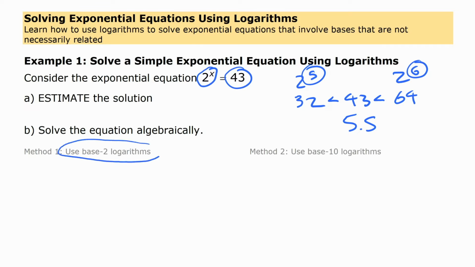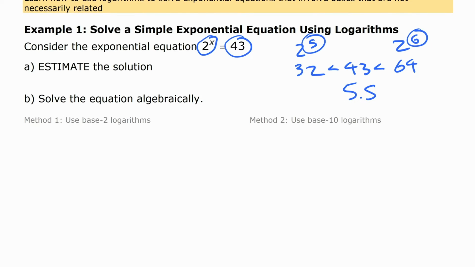One is using base 2 logarithms, one is using base 10 logarithms. Using base 2 logarithms, it's actually pretty quick and easy to get the solution. That is, if you have a calculator that has base 2 logarithms on it. The general approach that we're going to do here is, if we want to get at the variable that's in the exponent within an exponential expression, we're going to do that by taking the logarithm of both sides. And in this case, we're going to use base 2 logarithms.